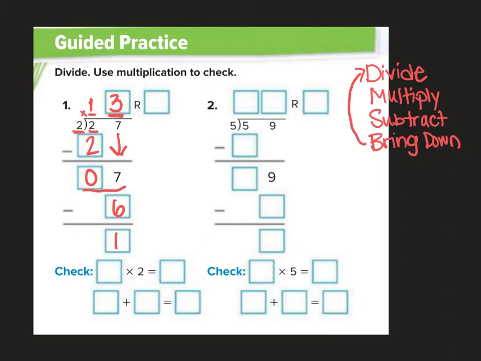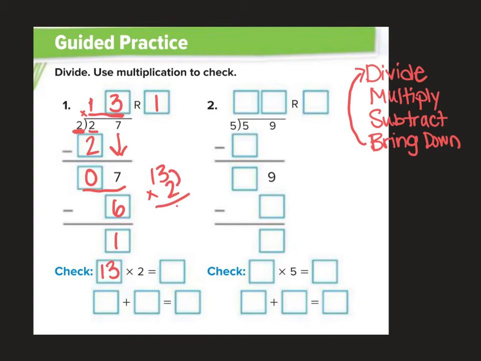So what's our remainder here? Because we don't have anything else to bring it on down, we're done. Our remainder is 1. Okay, so if I'm going to look here, I'm going to do 13. I'm going to take my quotient, 13 times 2. See what I get.